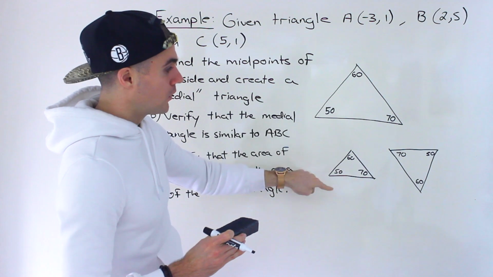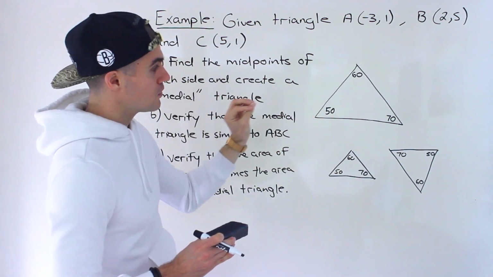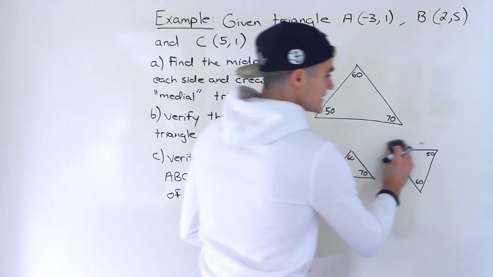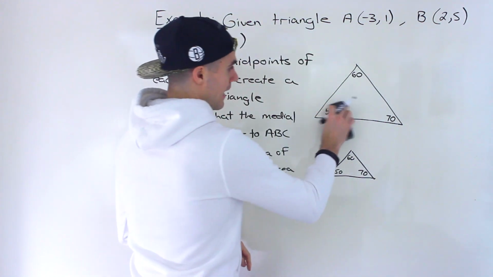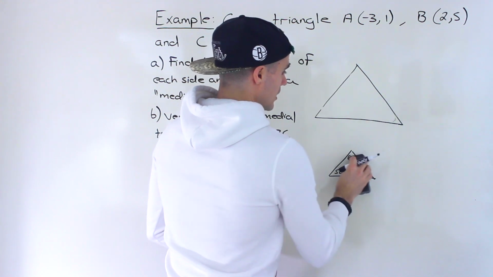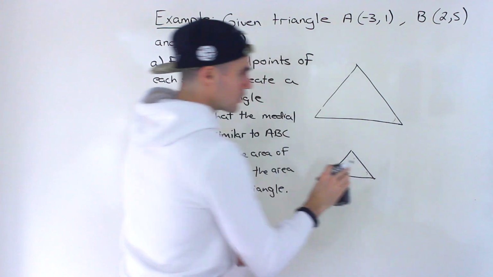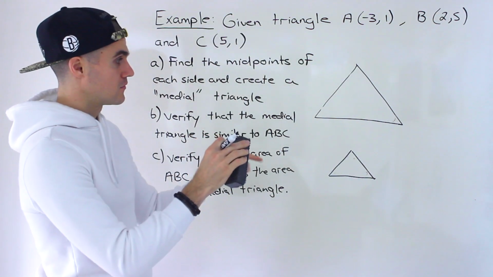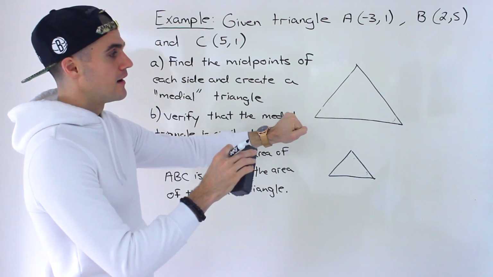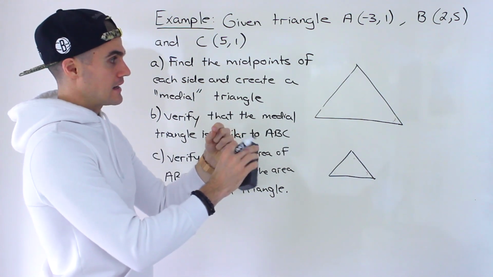Now, angles is one way to look at them. If all the angles are the same, it's a similar triangle. But another way to look at it is to actually compare the side lengths. And with the side lengths, and that's what we're going to be doing in this question, basically if the side lengths have a common ratio between them, from the smaller triangle to the larger one, or vice versa, if the ratio is common for all 3 sides, then it's a similar triangle.